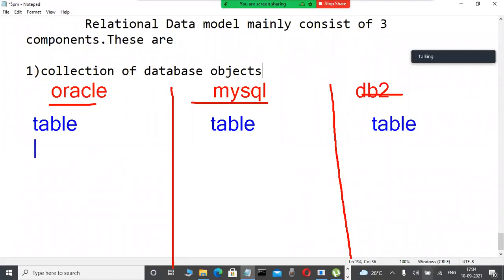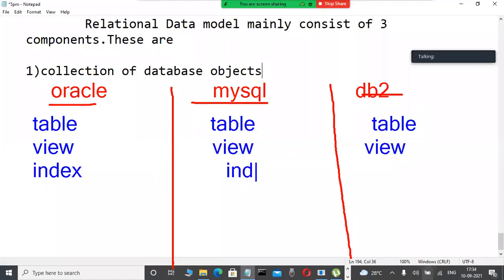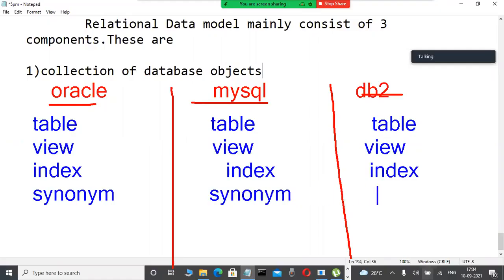Again, another database object, view, is there. Very important. In this database also a view is there, in every relational data model product. Here also a view is there. Again, index is a database object. Here also an index is there. Here also an index is there. Synonym is a database object, here also, and here also. Same database object, same purpose only, but the syntaxes are slightly different.